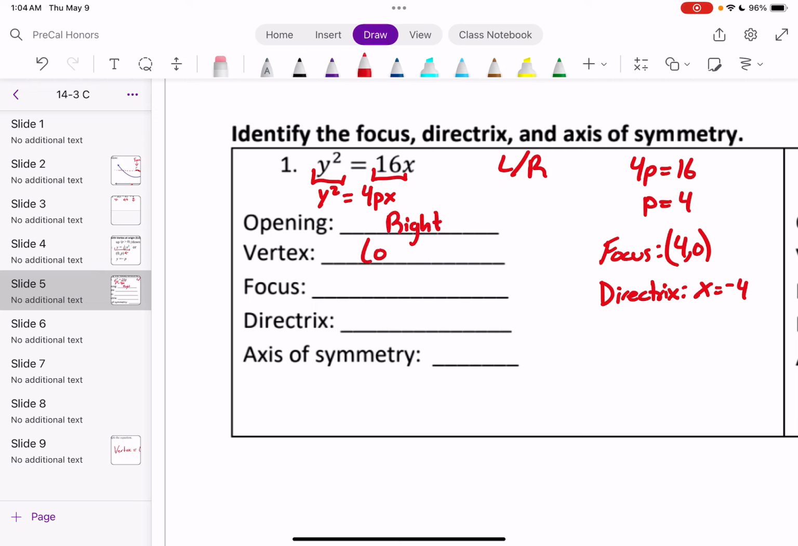Our vertex would be 0, 0. Our focus would be 4, 0, as we had solved before. And our directrix would be x is equal to -4. For the axis of symmetry, it will always be based off of the variable that we are facing. So in this case, focus is on the x, directrix is x is equal to -4, which means it is the x-axis. That would be our angle.